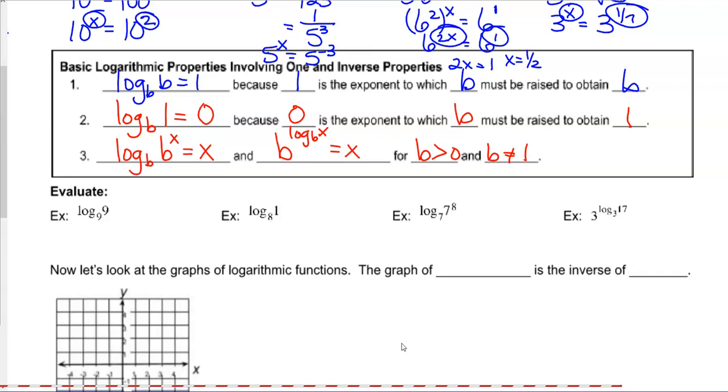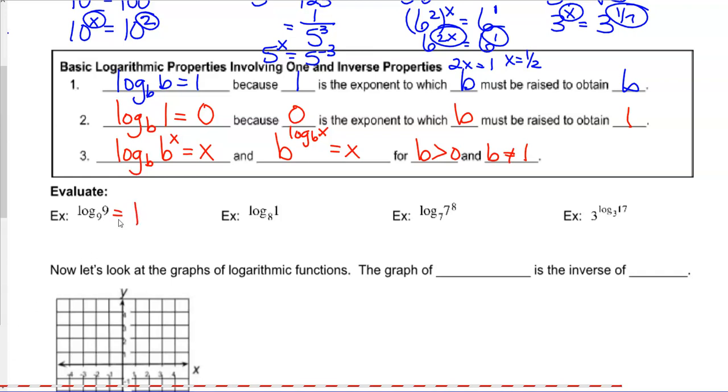Okay? All right, so let's try these 4 logs and see if we can do them with very little work using these properties. Okay, where I have log base 9 of 9, that's where I have these to be the same. 9 to what power equals 9? That is simply equal to 1.